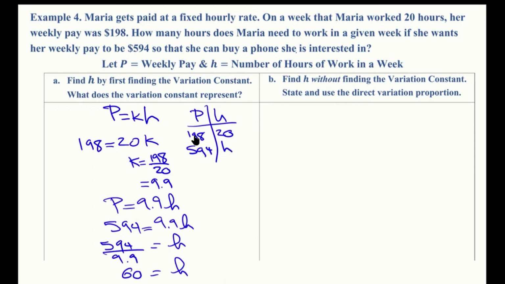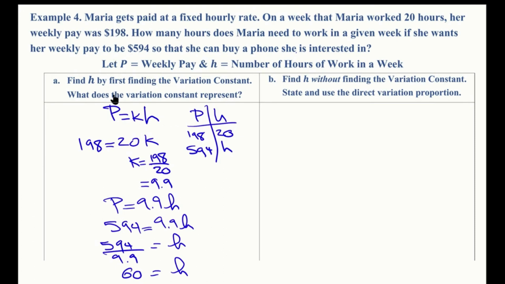So there we have it, finding the constant of variation first, and then using the formula that we've come up with, the variation equation, to get the value that we're looking for. Now we can also do this without finding the constant of variation. So in other words, we can find how many hours she has to work without even knowing the hourly rate.